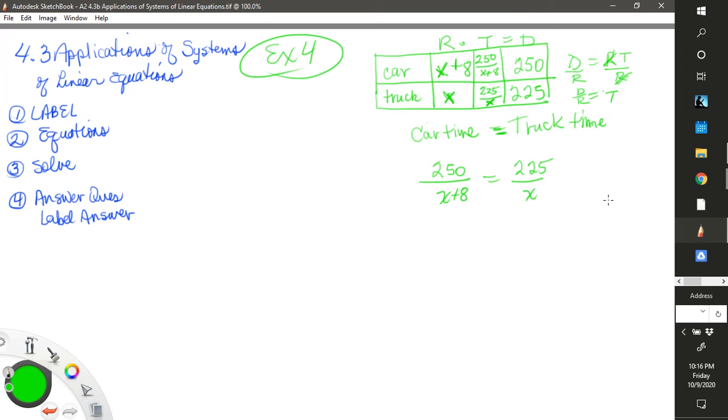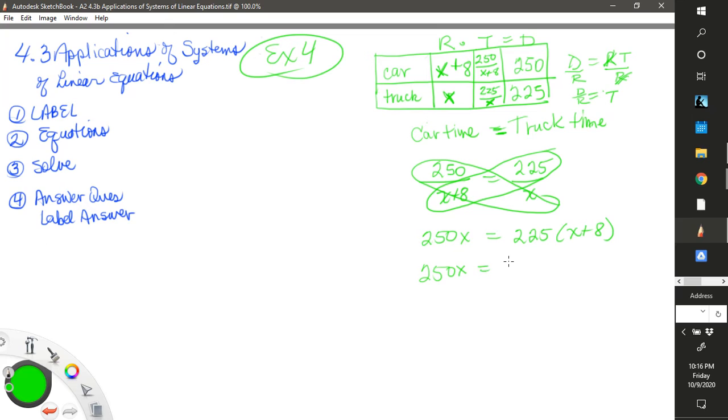You guys, everything we've been doing in every chapter up to this point makes this an easy problem. The fraction doesn't look nice, but it's cross products and distributive property and solving for one variable. So we've got all of that. 250 times x is 250x. And that's going to equal 225 times x plus 8. So let's solve that.